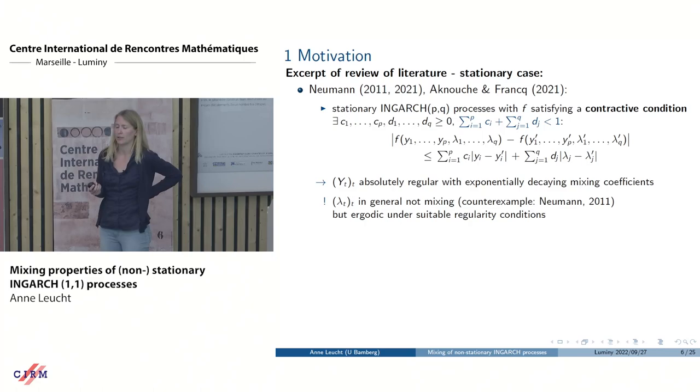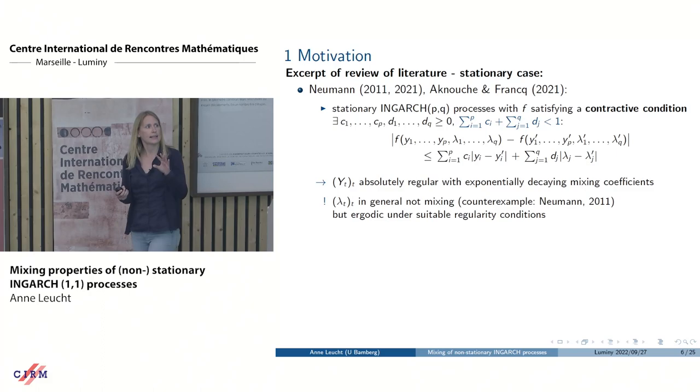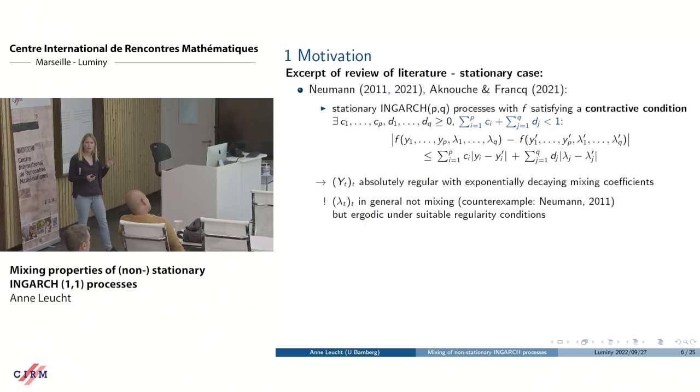So f is a function of the observations and the intensities, and this is assumed to satisfy this kind of Lipschitz condition, where all these constants c_i and d_j sum up to a constant which is less than one. And then they show that Y_t is absolutely regular, with an exponential decay of mixing. And I should mention that lambda_t in general is not mixing. There's a counterexample, a very easy one, a linear case by Michael showing that you cannot expect mixing for this intensity process, but you get ergodicity under certain regularity conditions. And so we cannot expect it in our more general framework as well.